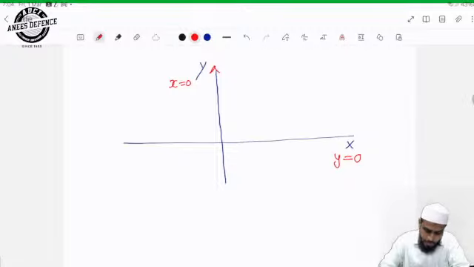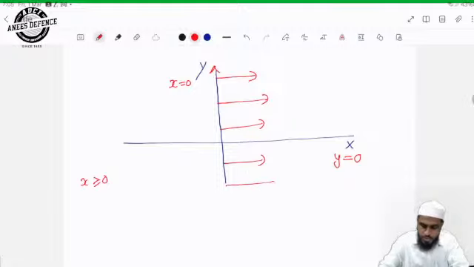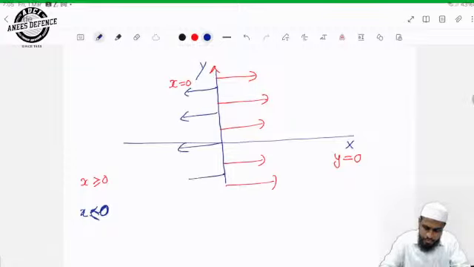So if somebody represents a region x greater than or equal to 0, you have to consider this area. This is x greater than 0 because x is equal to 0 is the y-axis. If somebody is saying x less than 0, then we should consider the other area. This basic knowledge we require.